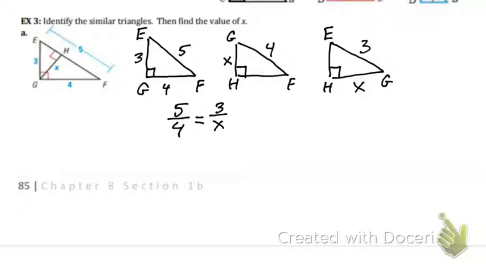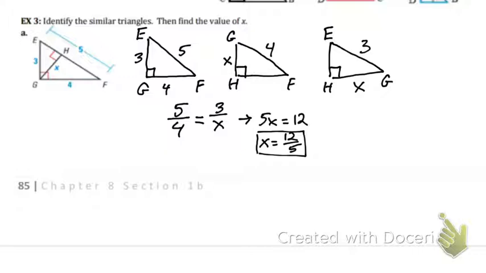Doing cross multiplication, I'm just going to come up with 5x equals 12, so x is just going to equal 12 over 5. This is the same x that's there, so if I did 5 over 3 and 4 over x, you're going to come up with the exact same answer. You come up with 12 over 5, and that's all they're asking you to do. That is the end of that problem.